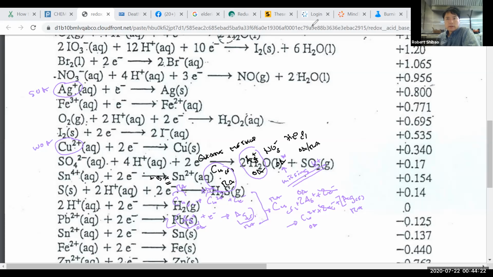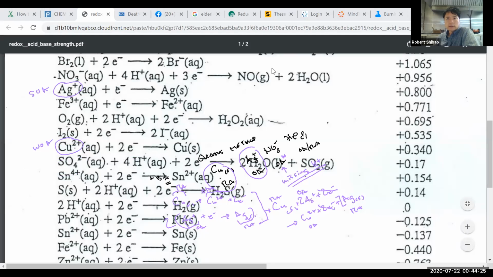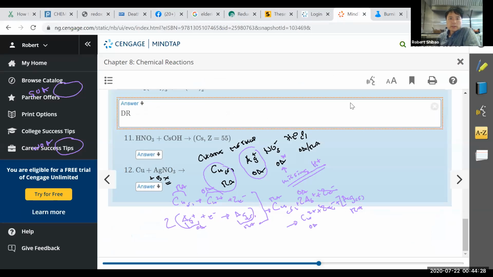So let's go back to the reaction and see. So we're going from copper metal to silver, silver ions to copper 2. And so the problem here is this. We're going from weaker OA to stronger. Let's see, what did I say, copper? So we're going from stronger OA, silver ions, to weaker OA, copper 2 ions.